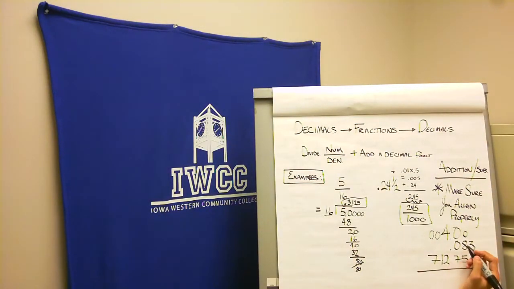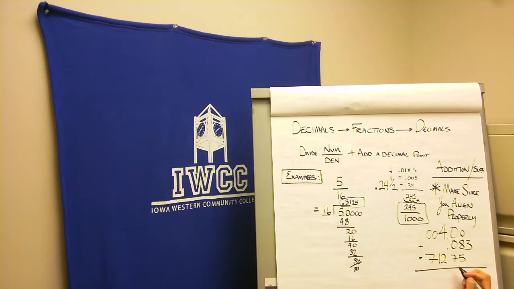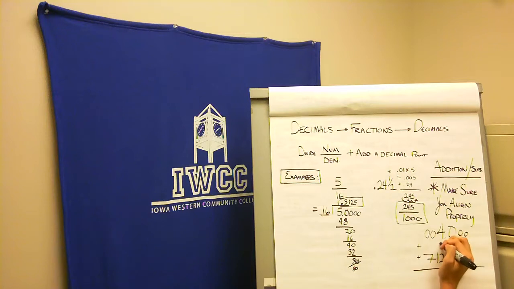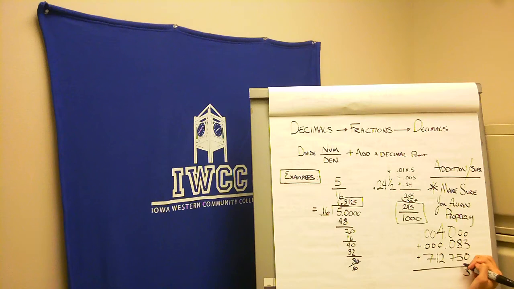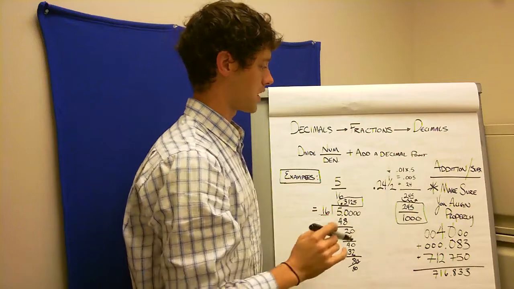4 plus 0.083 plus 712.75. And what's easiest is if I just fill in those gaps with extra zeros so I can stay aligned. So I have a 3, 8 plus 5 is 13, carry my 1, which is 8. So 4 plus 2 is 6, nothing carries, 1, 7. So it's just really important to make sure that you stay aligned properly.